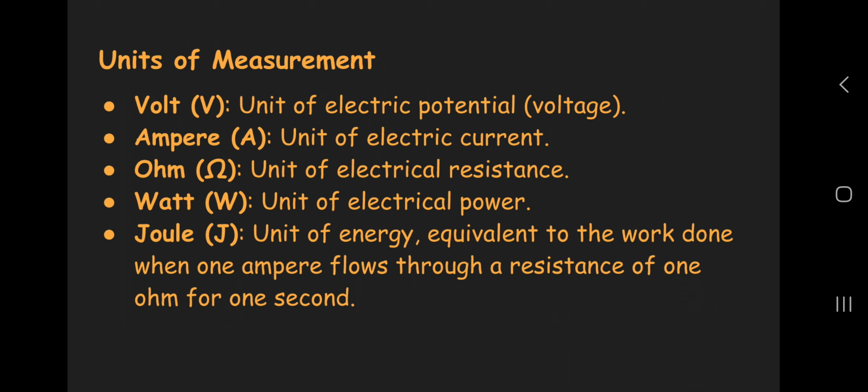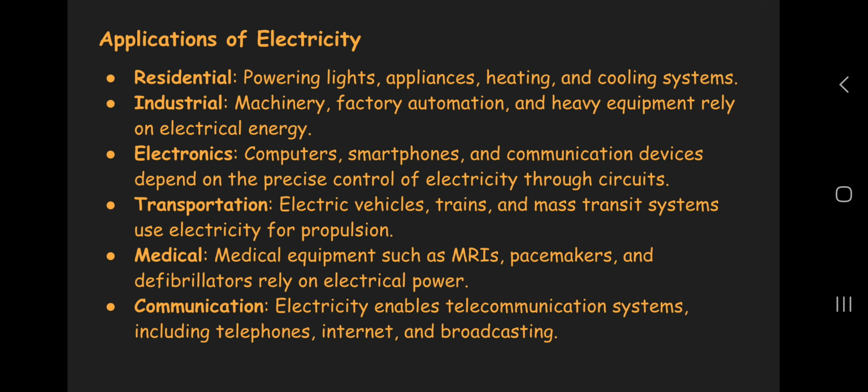Watt, also known as W, is the unit of electrical power. Joule, J, is the unit of electrical energy, equivalent to the work done when 1 ampere flows through a resistance of 1 ohm for 1 second.